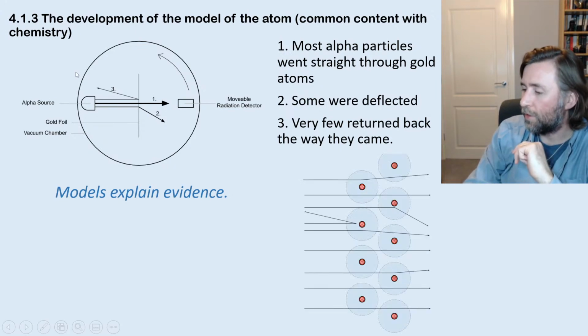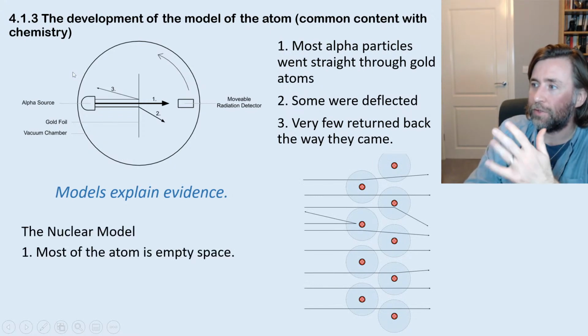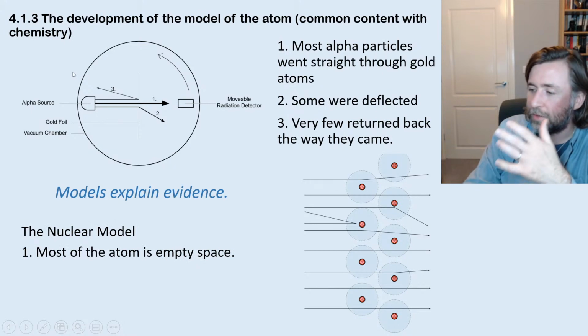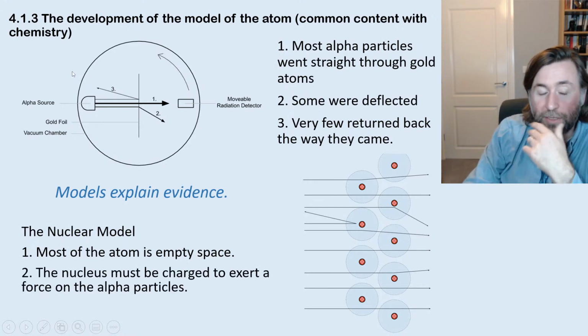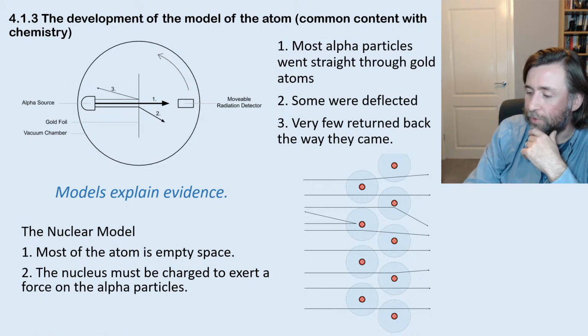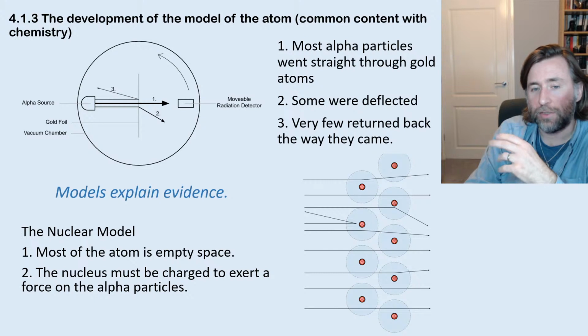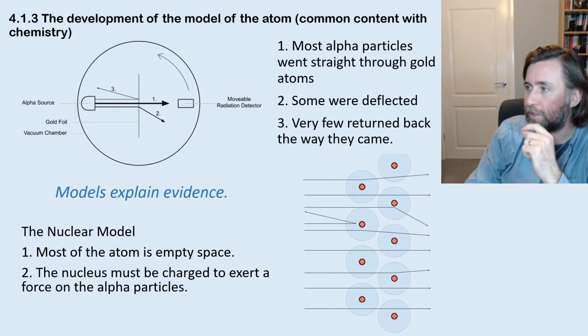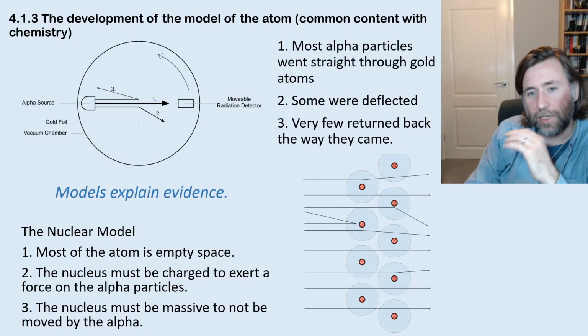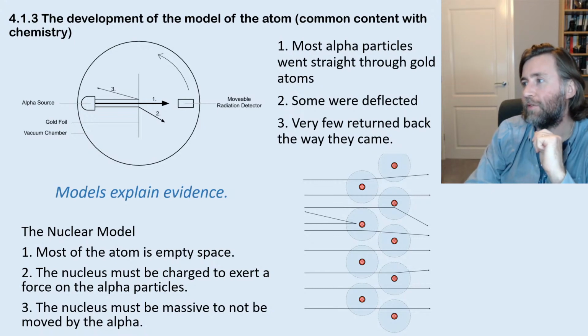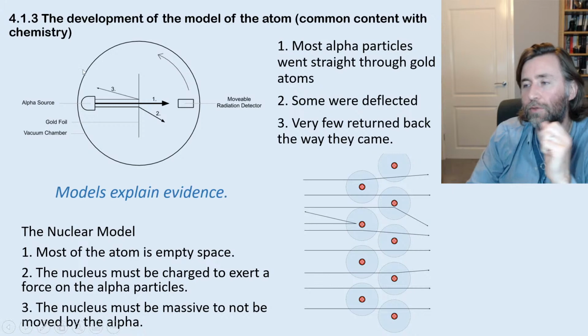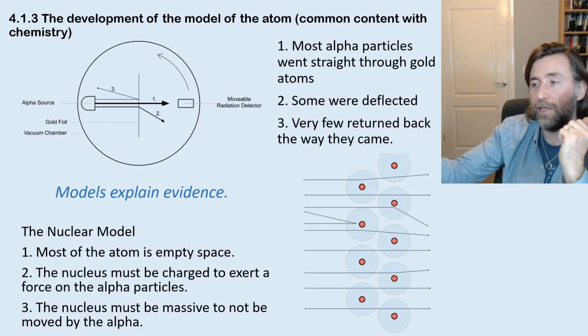Okay, this is a little diagram of what he decided must have been going on then. Most of them were just going through because most of the atom was just empty space. That explains evidence number 1. And he thought also that there must be some charge, if part of that atom was able to exert a force on a positive thing. So there must be some positive charge somewhere. So there was a sort of central location which had a lot of positive charge, and also that whatever that positive charge was had to have the majority of the mass, because it was able to actually knock an alpha particle back the way it came.